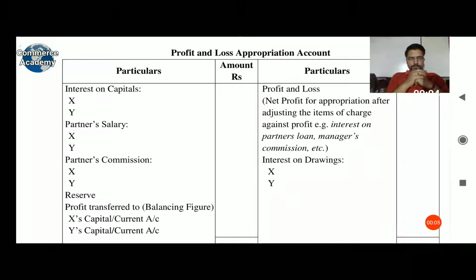Fine? Okay. Today we are discussing the profit and loss appropriation account, and how to prepare it. There is a format of the profit and loss appropriation account.